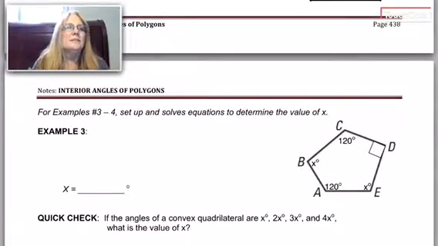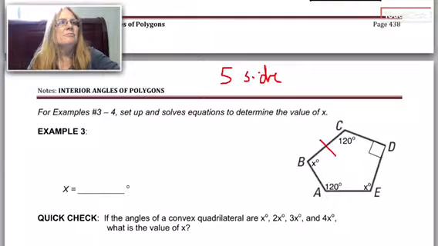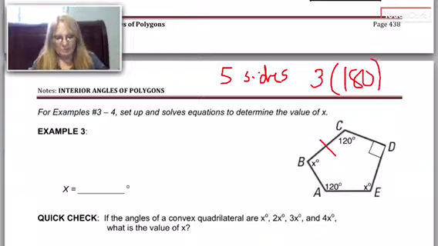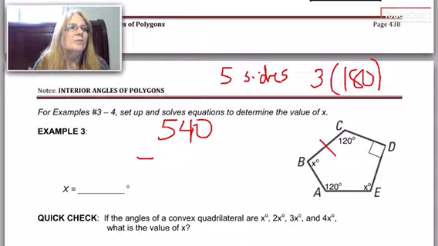So please look at example 3. Count the sides. 1, 2, 3, 4, 5 sides. So it has 5 sides. So I do 5 minus 2 is 3 times 180. 3 times 180 is 540, I believe. Yes. So 540. Now I'm going to subtract the angles that are there.